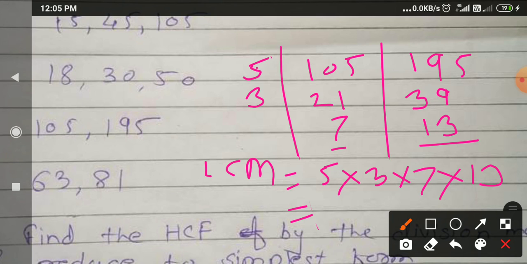So all of you do the multiplication and find the LCM of these two numbers. If you solve this, you will get the answer. Wait, I will tell you. The LCM of these is 1365. Okay, check all of you.